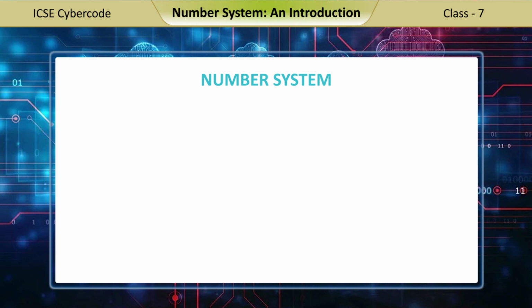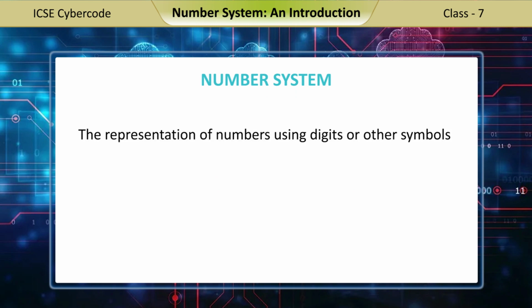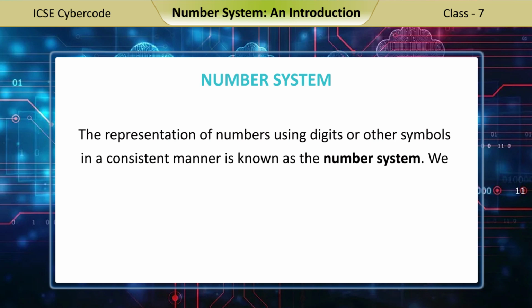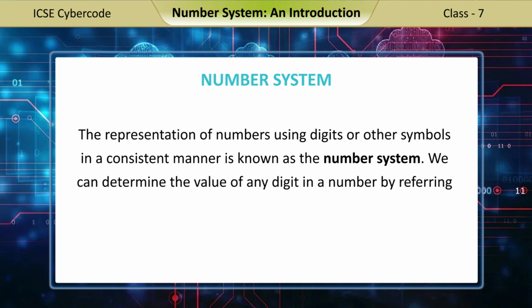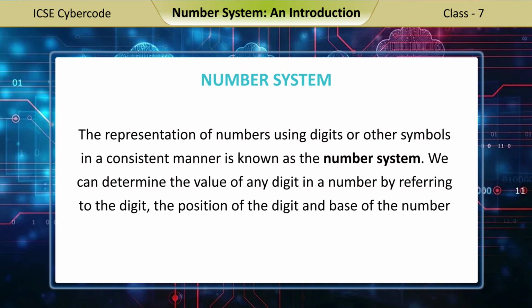Number system. The representation of numbers using digits or other symbols in a consistent manner is known as the number system. We can determine the value of any digit in a number by referring to the digit, the position of the digit, and base of the number system.